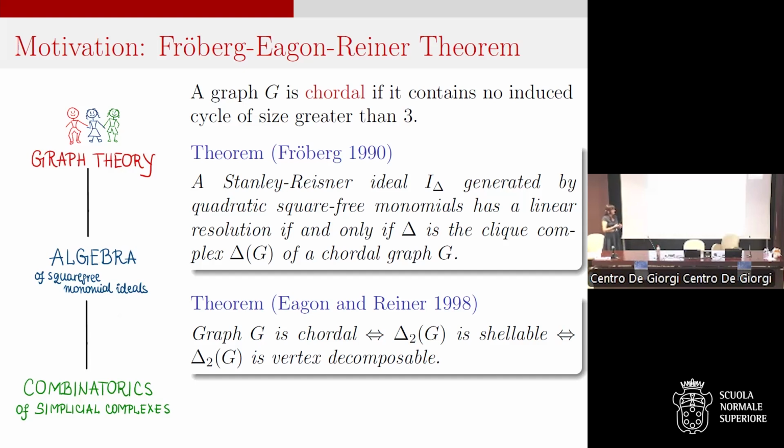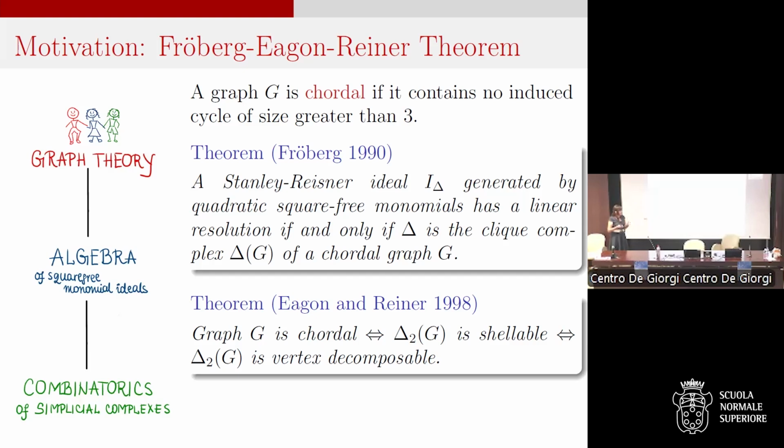Most of my collaborators are from combinatorics. But there is a very nice translation of this theorem. You see, it's very different from the previous one. Egon and Reiner translated it. And they say that what it says is that a graph is chordal if and only if this delta 2 is shallow, and that it happens if and only if this delta 2 is vertex decomposable.